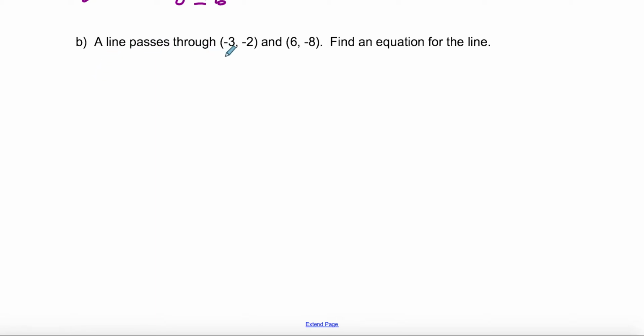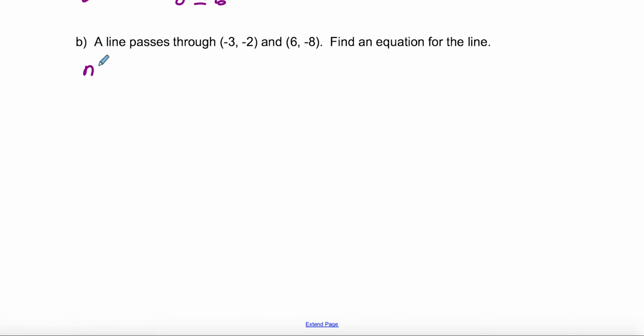So a line passes through (-3, -2) and (6, -8). Find an equation for the line. Some students, it's kind of funny, this is what they'll do. They'll draw this graph paper in, and they'll say, okay, I'm going to draw this graph paper, and I'm going to graph this. Usually it's a pretty good hint that if there's no graph paper provided, we want you to do this algebraically. So find an equation for the line.